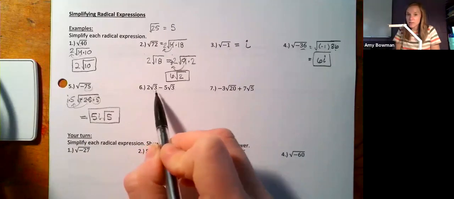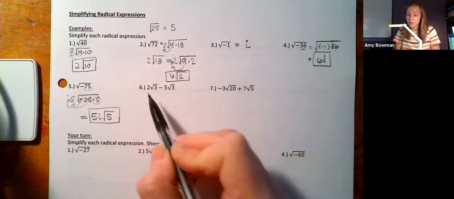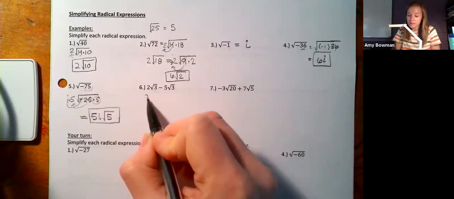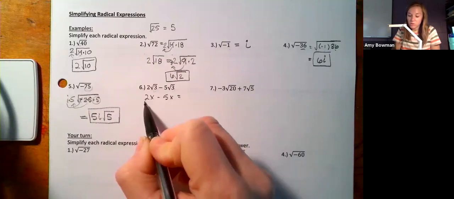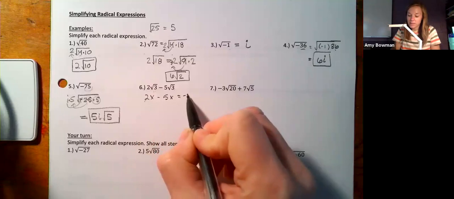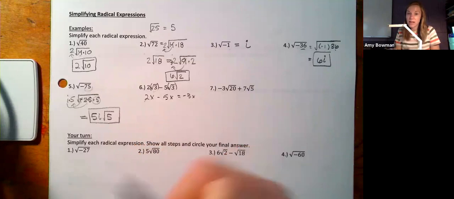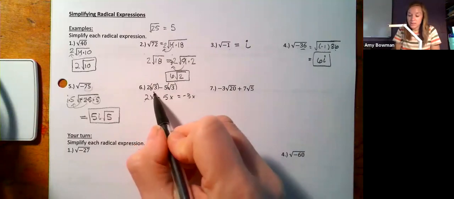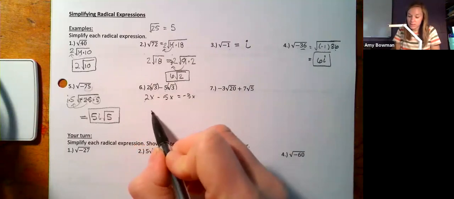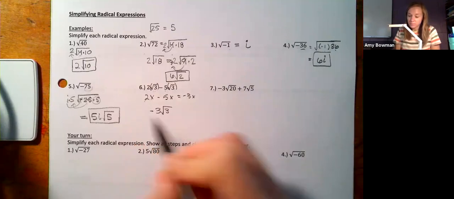What if we want to add or subtract? You can add or subtract, in this case, root 3, kind of like you would if it was replaced by an x. Like if I had 2x minus 5x, you would combine those to say 2x minus 5x, that's -3x. So that's how you can think of these root 3s. If they're exactly the same, you're just going to combine them together. They're considered like terms. So 2 root 3s minus 5 root 3s is -3 root 3s.